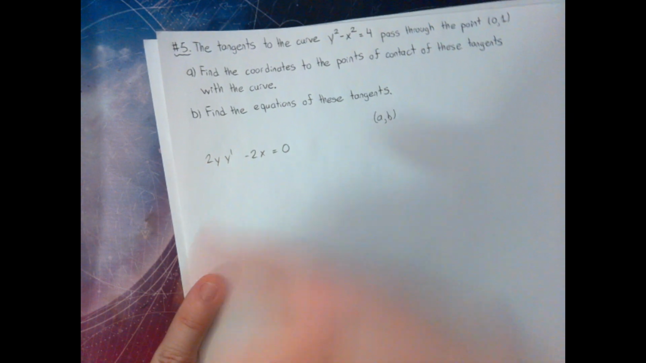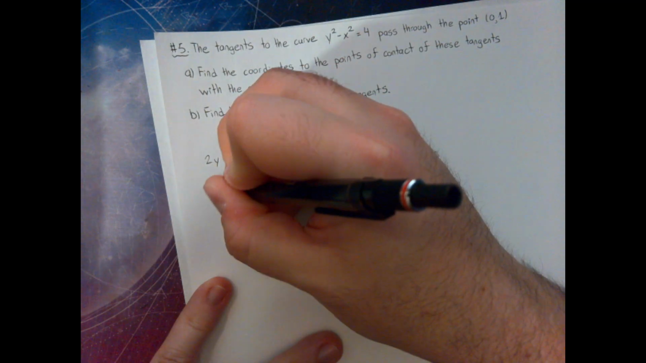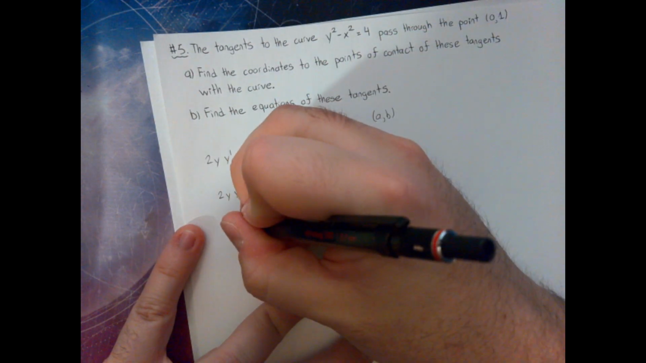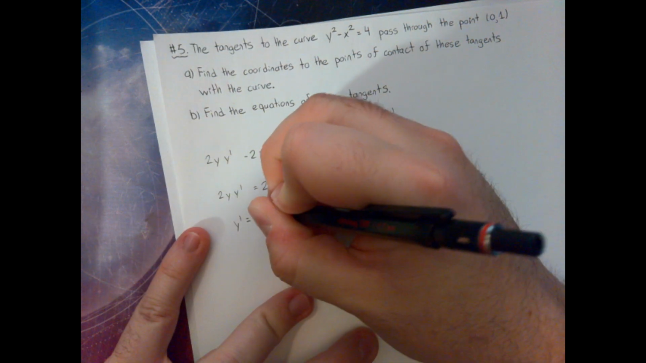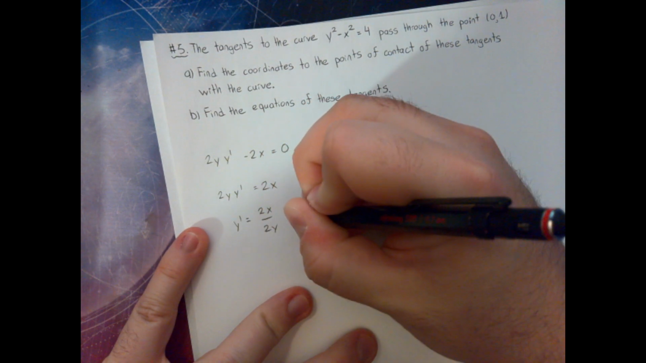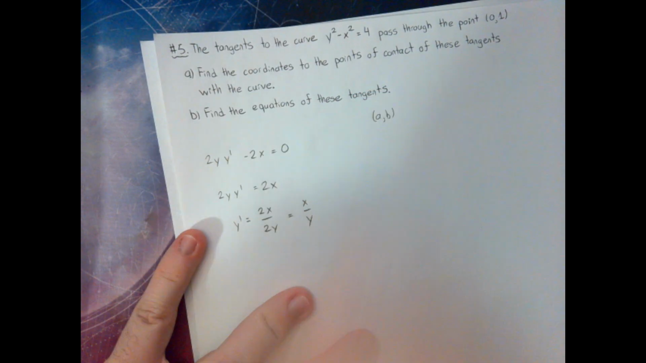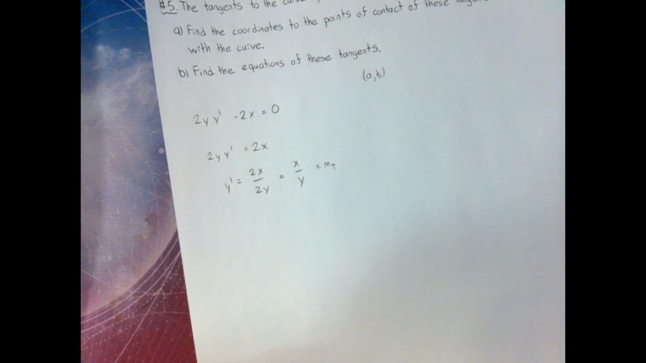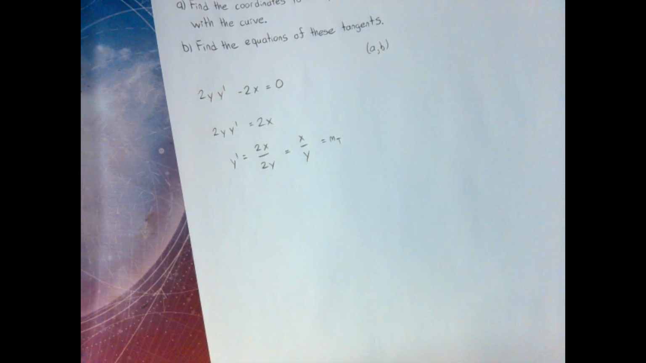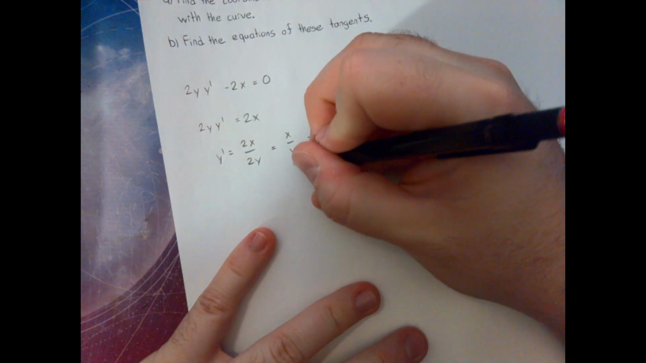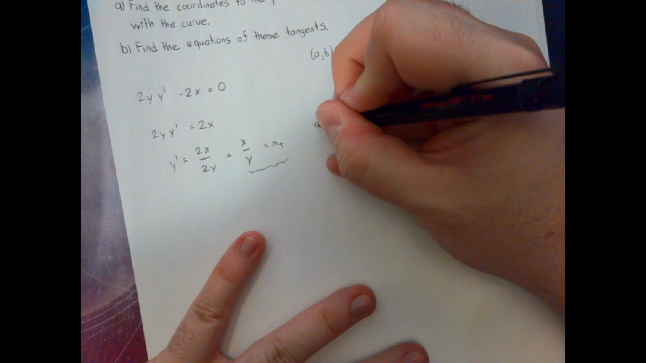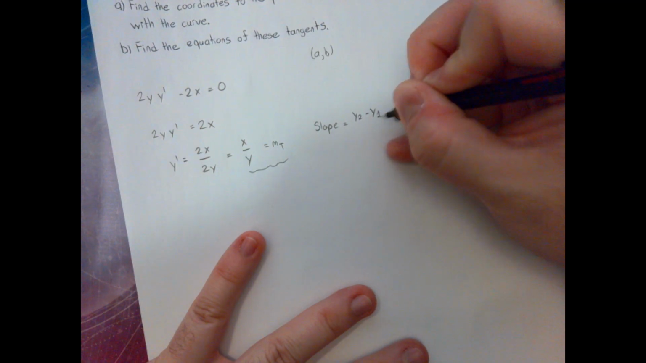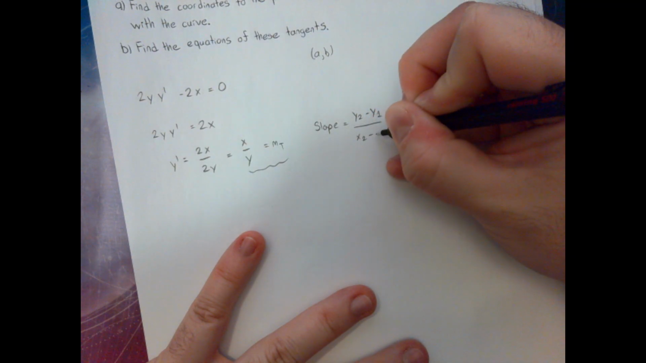And now, isolating for y prime, I move 2x over to the other side, so 2y times y prime is equal to 2x, and then y prime is equal to 2x over 2y, which is just x over y. And remember, this is the slope of my tangent. That's what it always represents. So this is one expression for my slope, and remember our slope formula, y2 minus y1 over x2 minus x1.